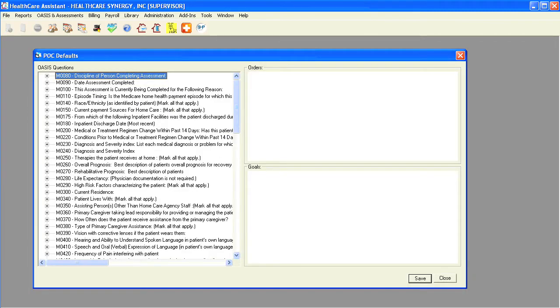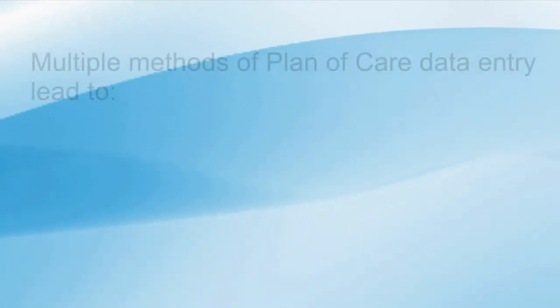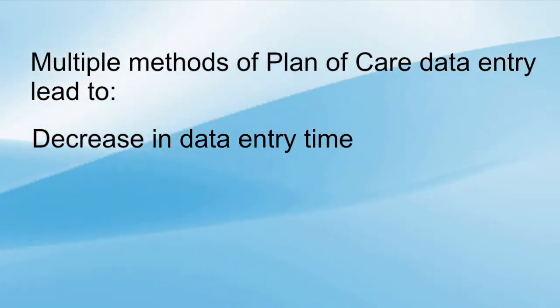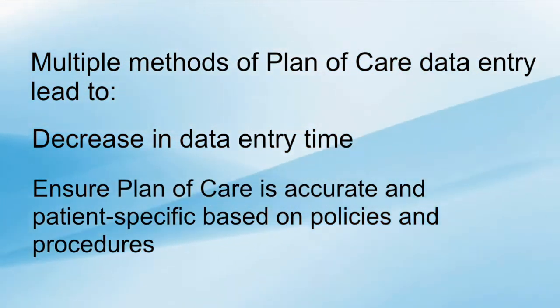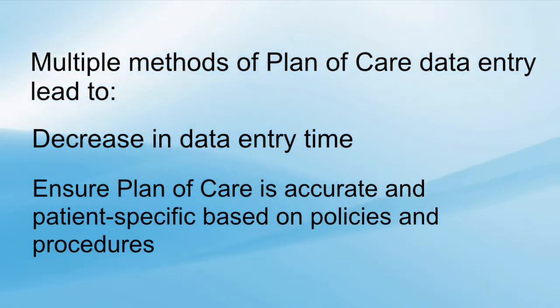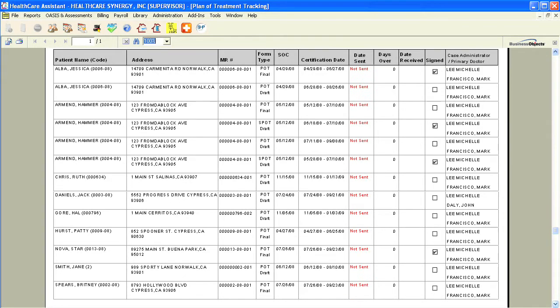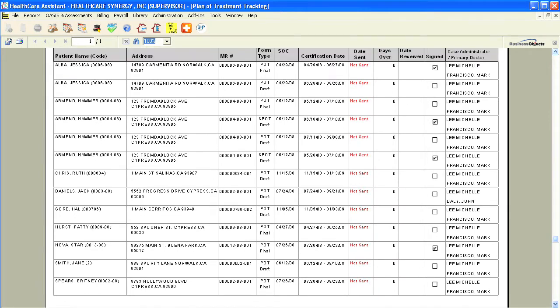Lastly, OASIS templates give users the option to insert orders and goals based on responses to M0 items. These different methods are used to decrease the amount of time necessary in creating the plan of care while ensuring that the data entered is specific to a particular need or order as detailed by the agency policies and procedures. The plan of care can also be monitored using the Plan of Treatment Tracking Report as a tool to view documents that need a physician's review and signature.